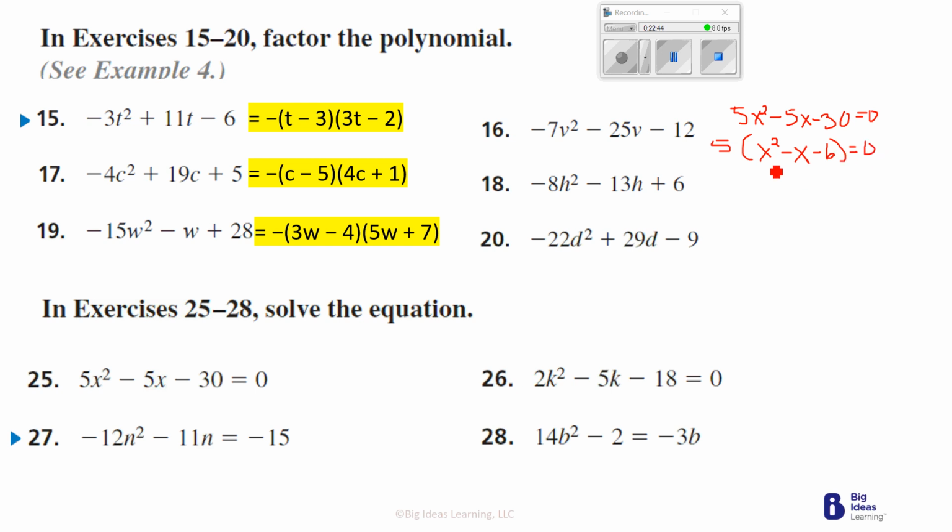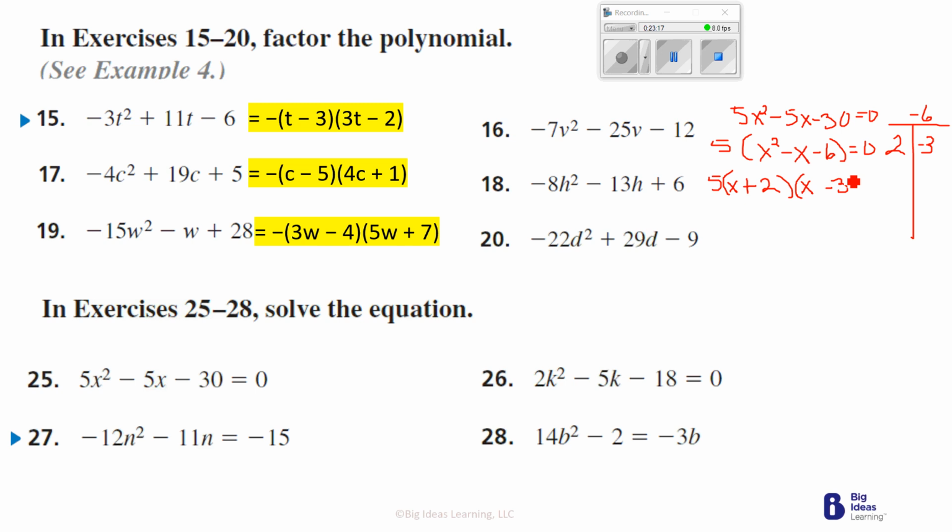Well, now I need two numbers that will equal negative 6, because 1 times negative 6 is negative 6. These numbers have to be one away from each other, so I'm going to be using 2 and 3. And it has to equal negative, so I'm going to pick a negative 3, positive 2. There's no leading coefficient, so I can leave it like this. That's going to leave me 5 times x plus 2 and x minus 3.